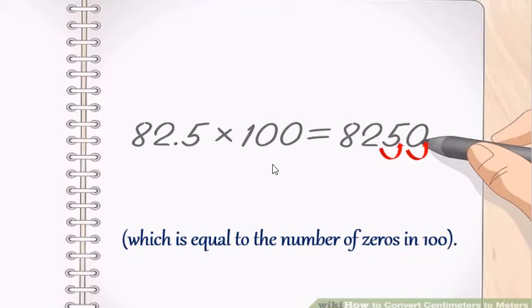Okay, so 82.5 multiplied by 100, the answer is 8250, with the decimal point shifted 2 places to the right.